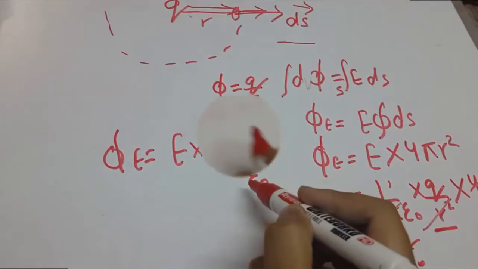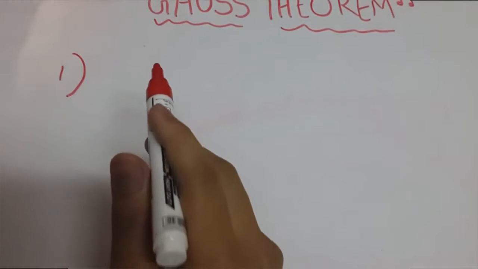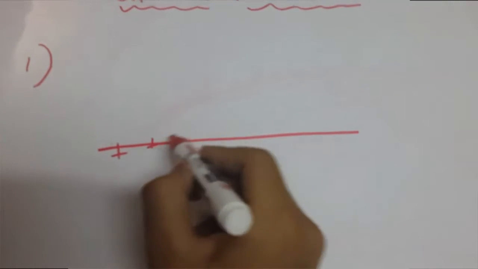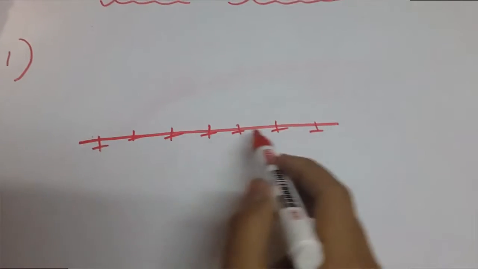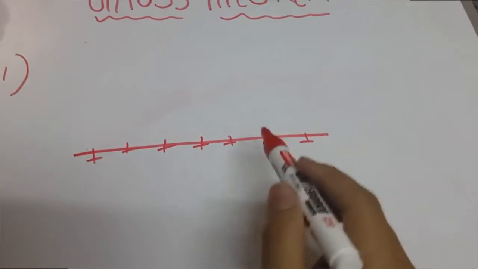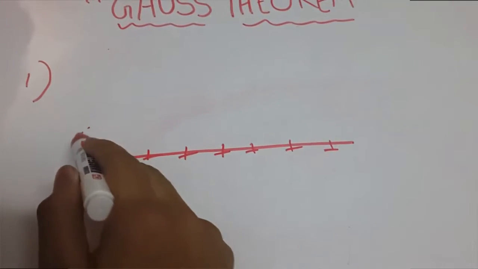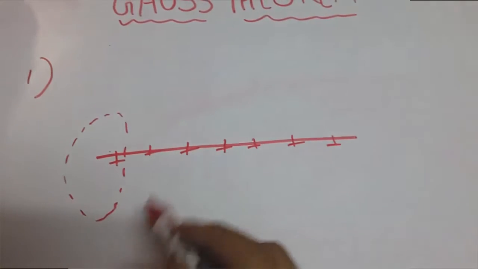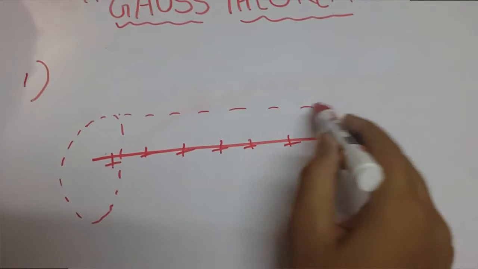Now the first application is to calculate the electric field due to an infinite thin wire. Suppose this is a wire which has positive charge, and we have to calculate the electric field due to this positive thin infinite wire. So let's draw a Gaussian surface. The Gaussian surface would be in the form of a cylinder because of this wire, like this.